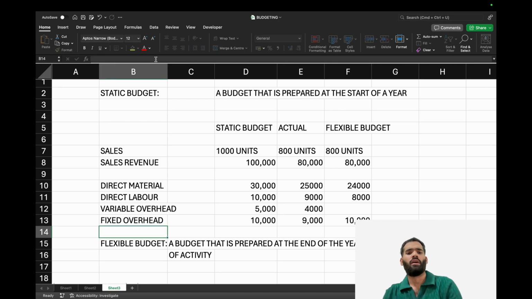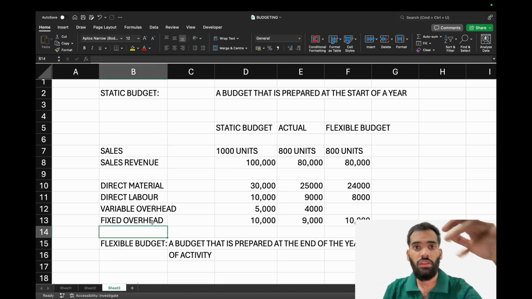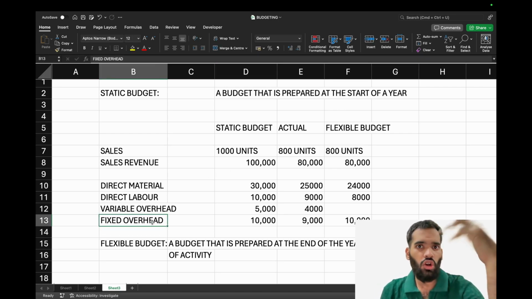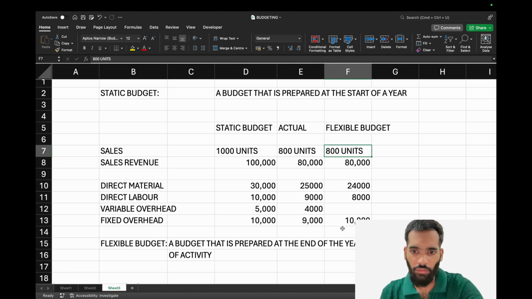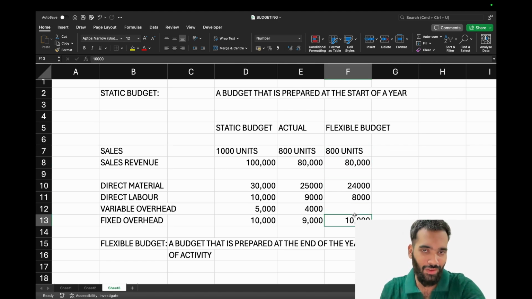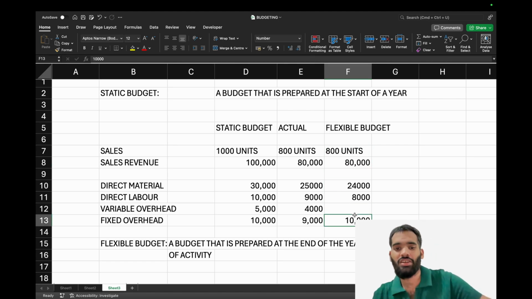Why? Because when it's a fixed cost, it cannot change with the level of production. So whatever the static budget says, the flexible budget says the same thing because it's not based on units. Doesn't matter if I sold less or more, I have to pay the same rent. Let's say rent is a fixed cost, right? So that doesn't change between the two.